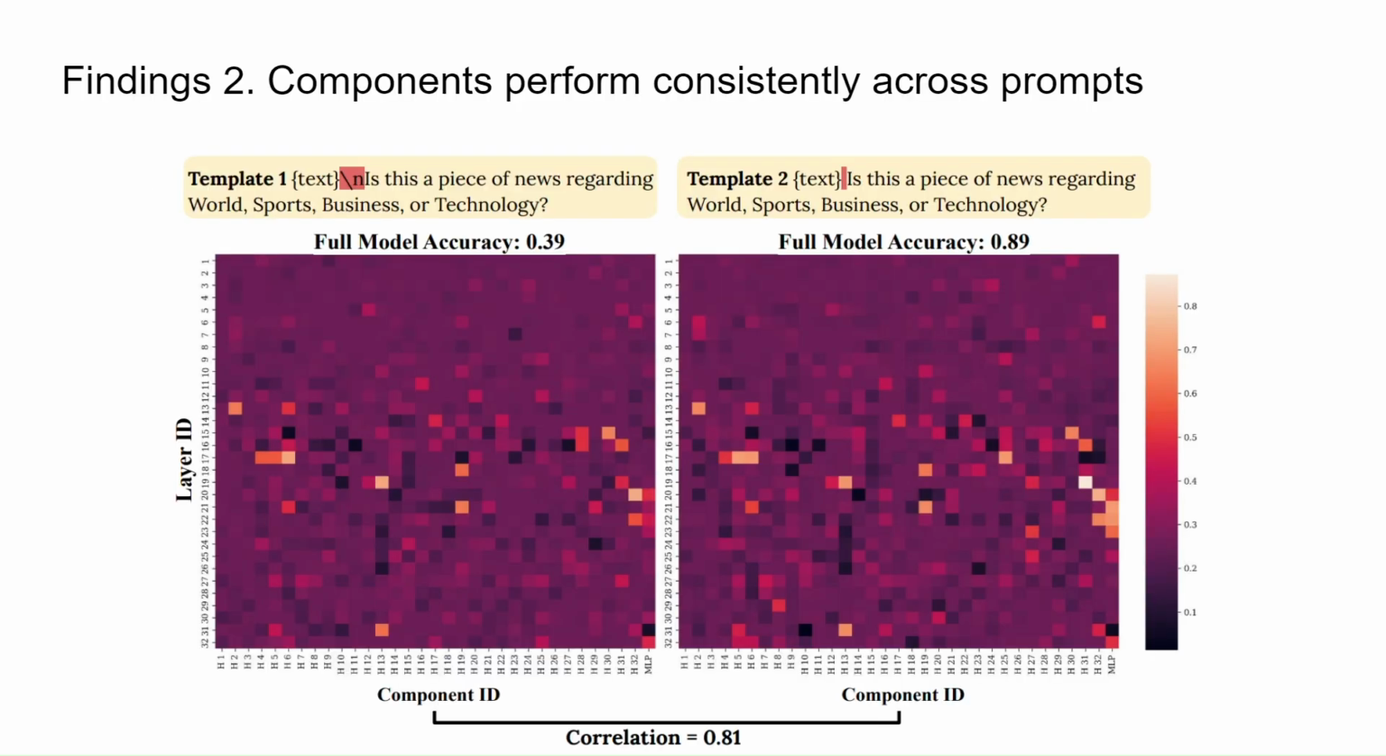Our second observation is that components perform consistently across prompts, even when the full model accuracy changes dramatically. Like here, the two slightly different templates give us totally different full model accuracy. But if we compute the correlation between the component accuracies, that is, we flatten these two matrices into two vectors and compute the Pearson correlation, we can get a correlation as high as 0.81.